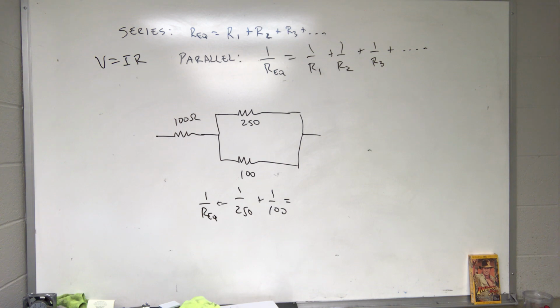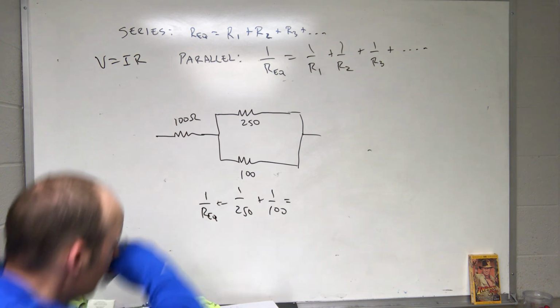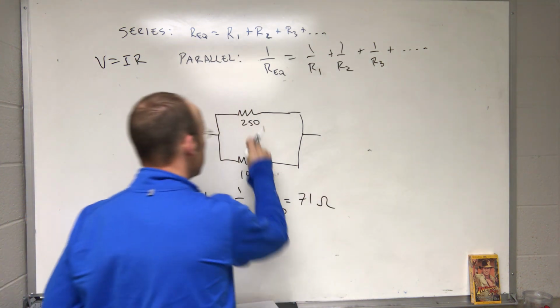Okay, so R1 is 250. R2 is 100. So I'm going to say 1 divided by R1 plus 1 divided by R2. No, I did that wrong. I need another parenthesis. Okay, 71, that's good. Check this on yourself. 71 ohms, which is lower than 100, so it has to be.